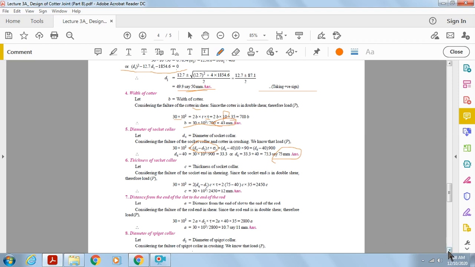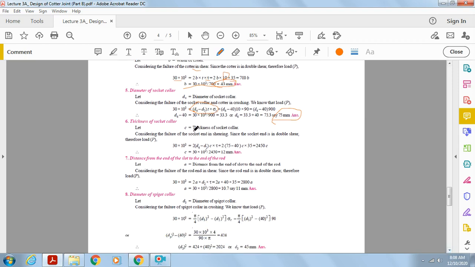Now, the thickness of the socket collar. So C is the thickness of the socket collar. Considering the failure of the socket end in shearing, since the socket end is in double shear, P will be equal to 2 times the area multiplied by the stress, because it is double shear. The area is (D4 minus D1) into C, and the stress is tau. Putting in all the values of D1 and D4, we finally obtain that C is equal to 12 millimeter. Okay.